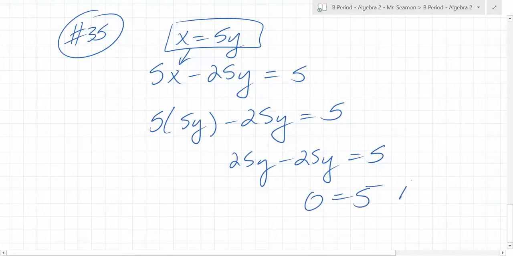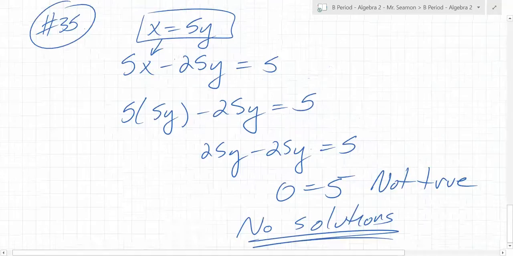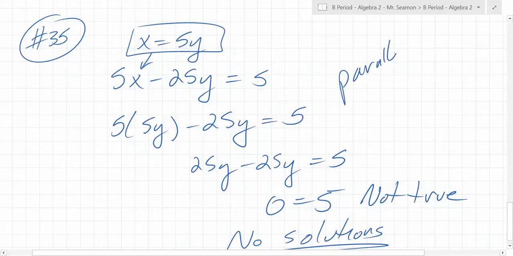Is that true? Not true. So how many solutions are there? No solutions. Okay. There's no solutions of this. Why would a system have no solutions? What's the one case where it has no solutions? They're parallel. These are parallel lines. Parallel lines. They're both parallel.